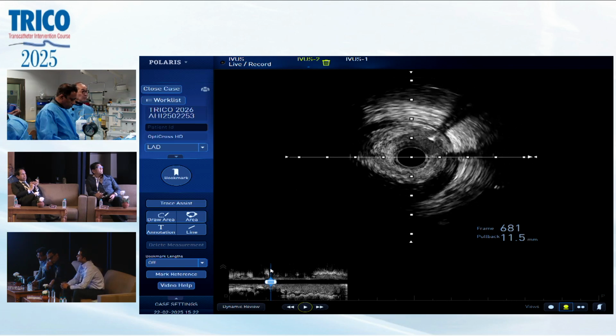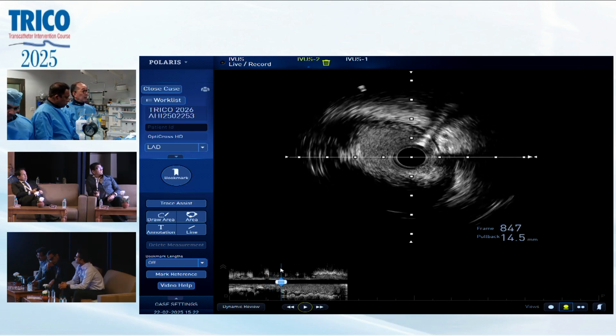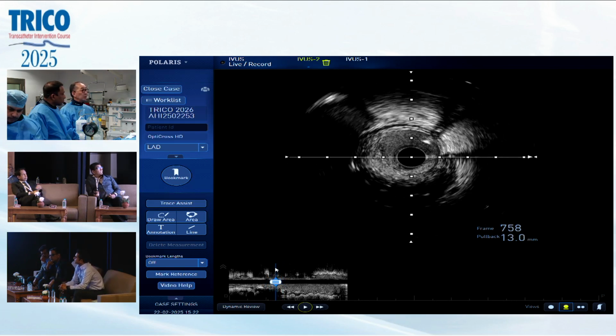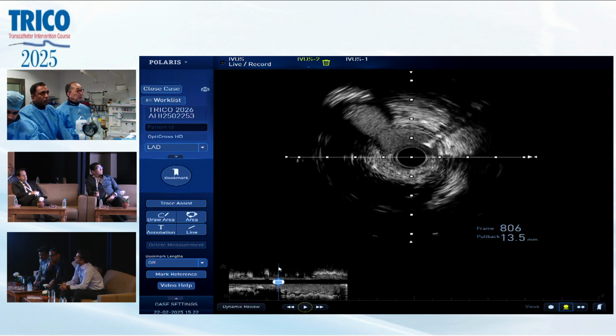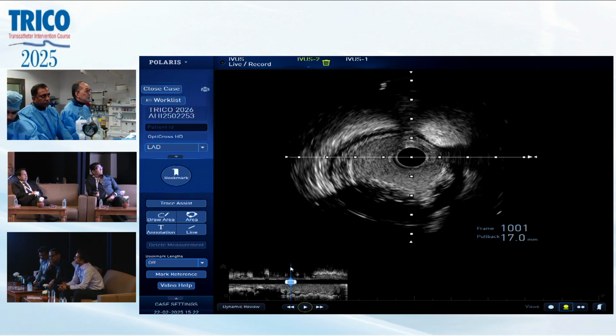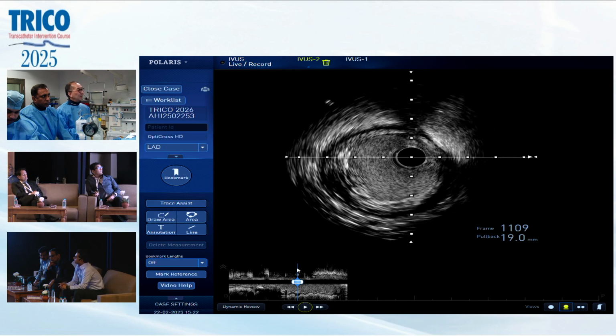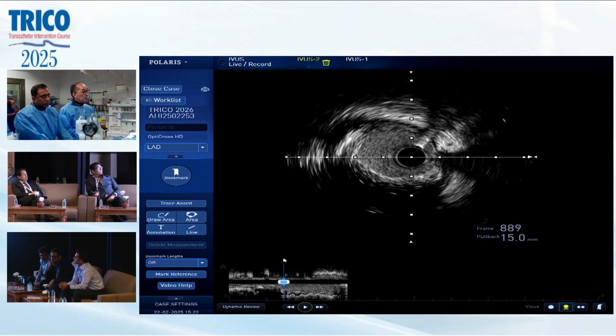What's your strategy for this big side branch? Yeah, I think it's a good point. What is a provisional? I mean, we can do a jailed wire, jailed balloon, jailed microcatheter. But either way, I think it's acceptable.